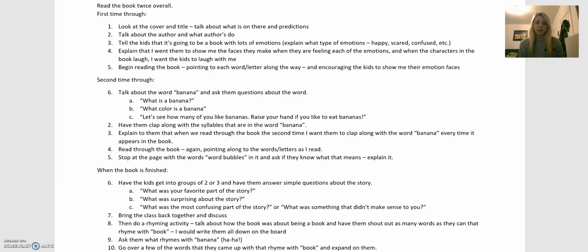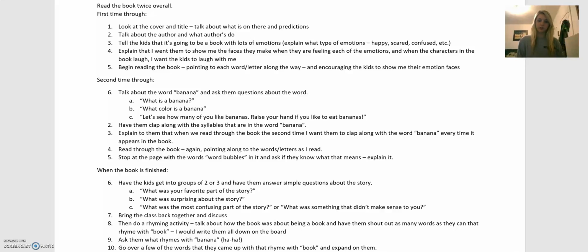And then I would stop at the page with the word bubbles in it, because if they're in kindergarten, I don't know if they necessarily know what that is talking about. So I'll ask them if they know what that means and then explain it whether they know or not.